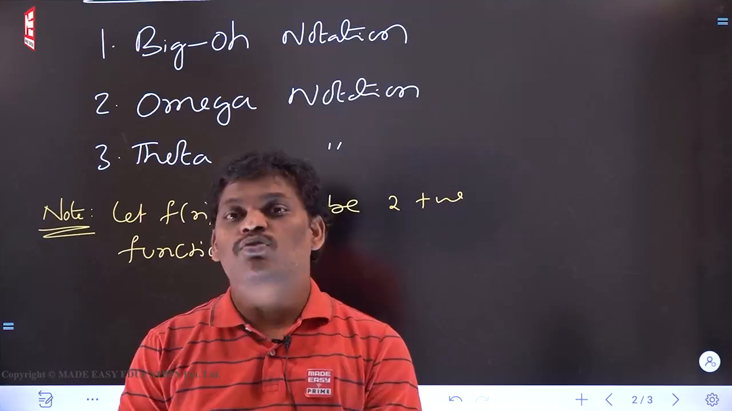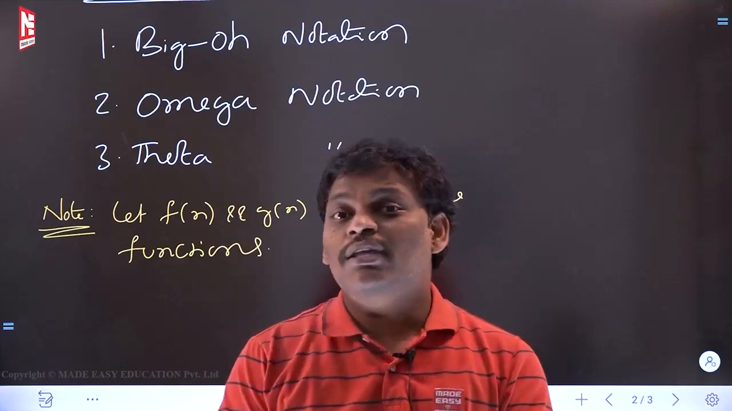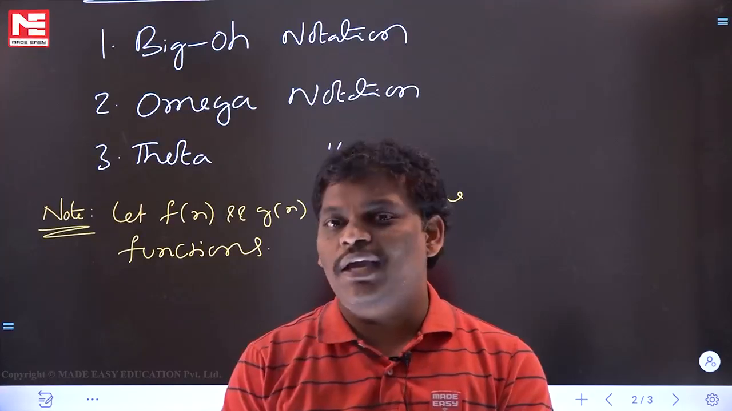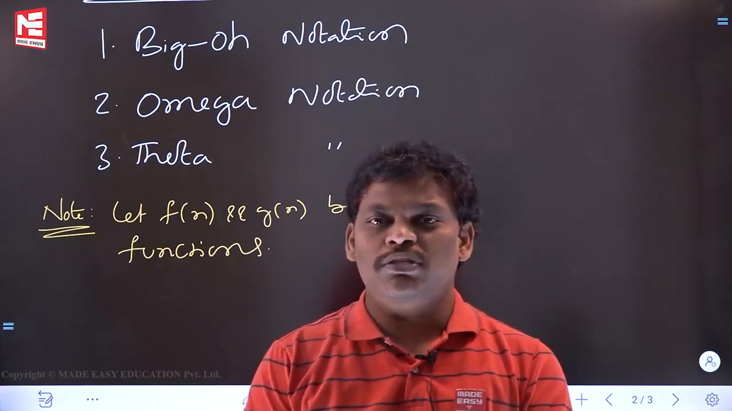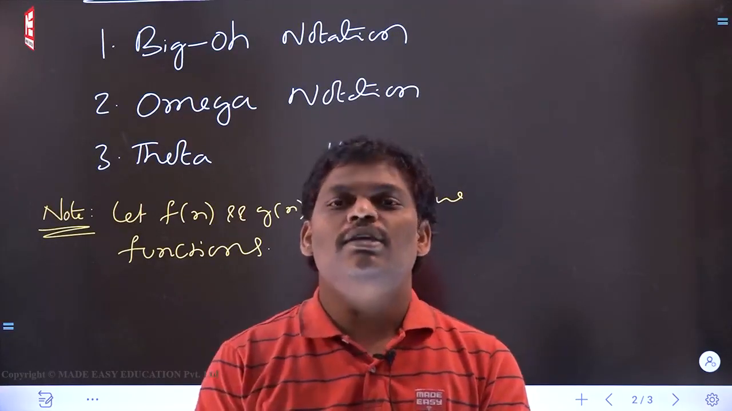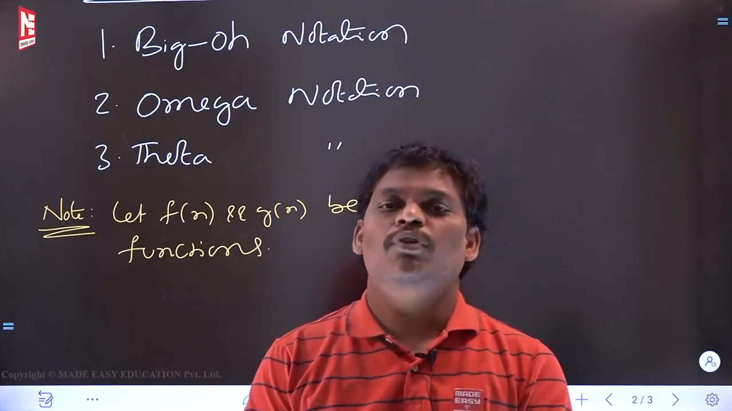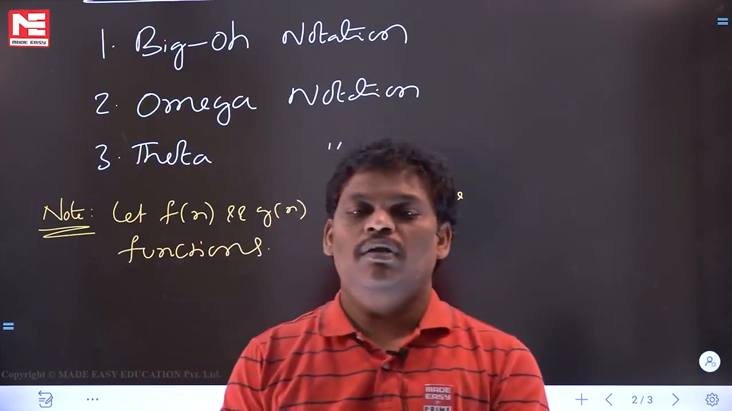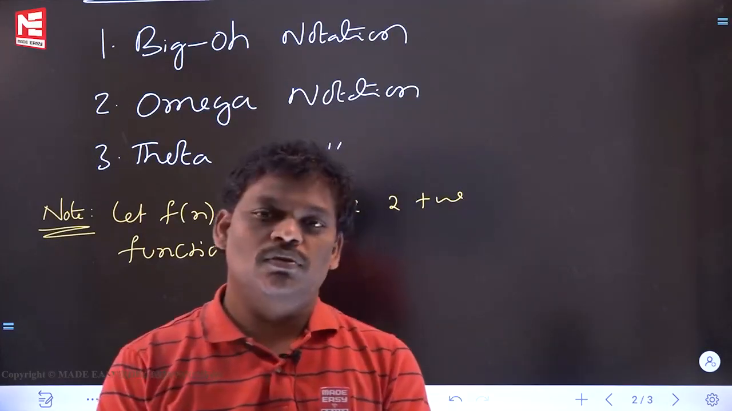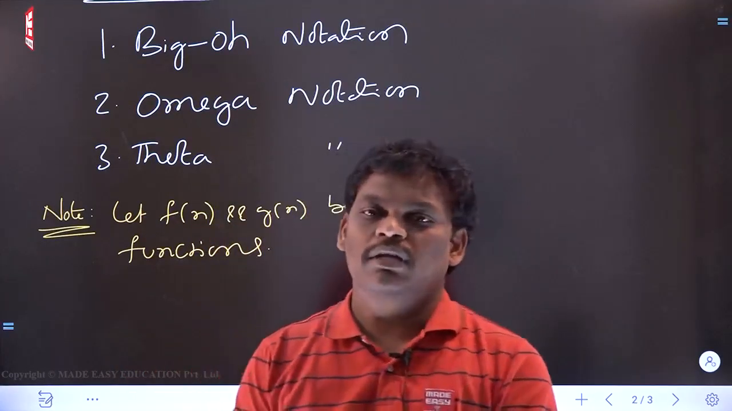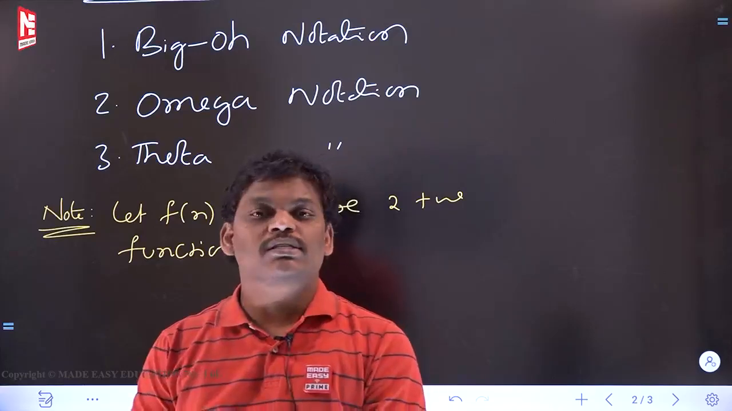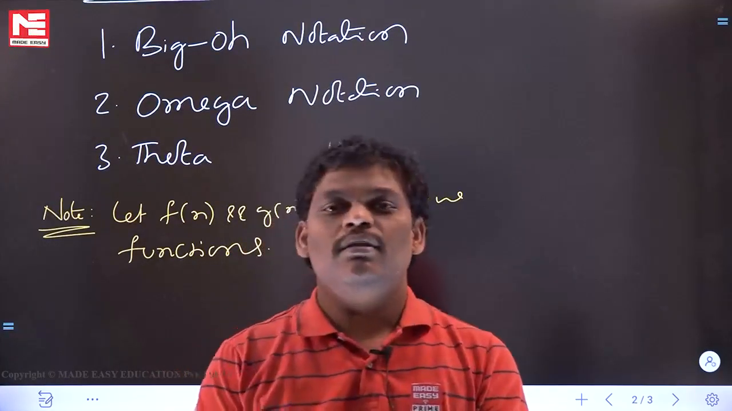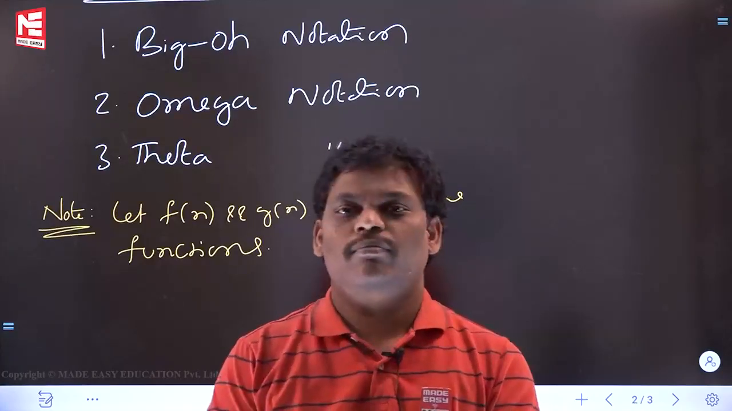f of n is a positive function. But that n is an integer, because n is normally the number of inputs. That function will take n inputs, where n is the number of inputs, so that will be an integer. We don't discuss fractional values of n. n is an integer, but f of n may be a fraction.